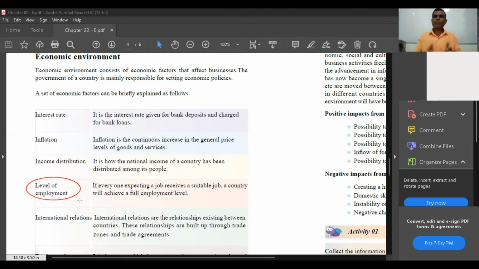So all people who expect to do a job should be supplied job opportunities. Unless, it would be a social havoc, social disturbance. So that level of employment is also an economic environment factor. If the number of people who are able to do a job do not have job opportunities, it creates social problems. Just try to understand.